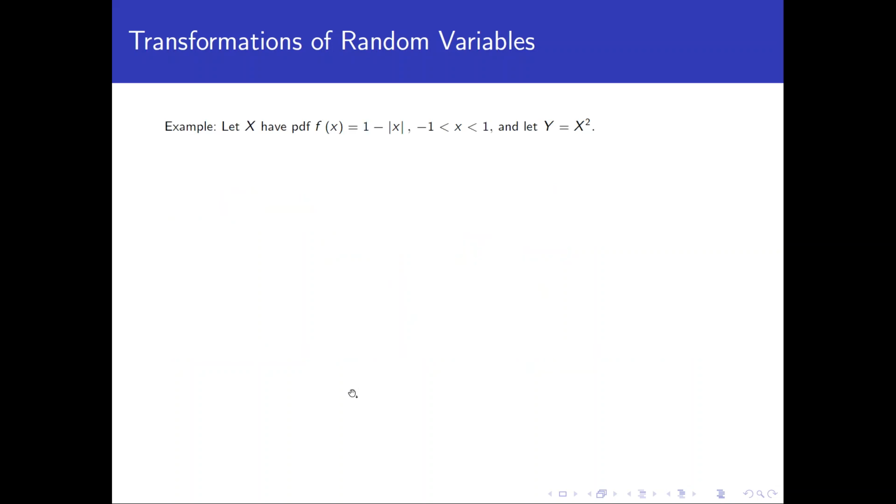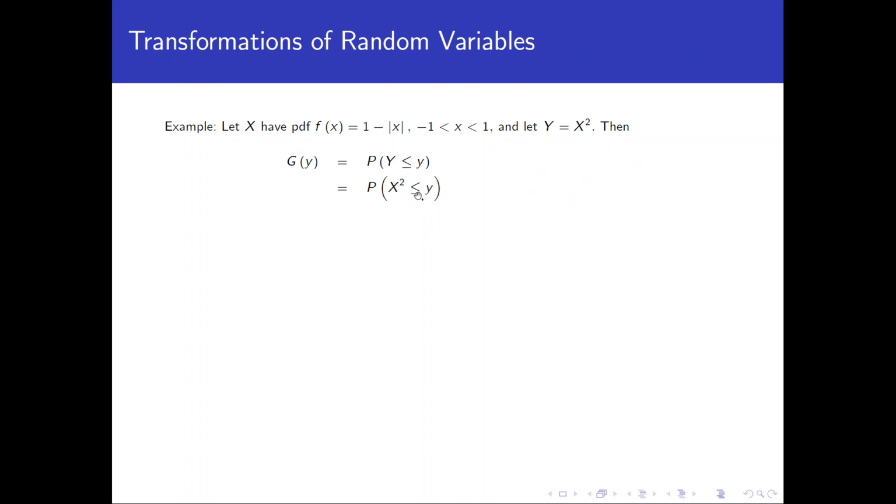Let's do one more example where we have an x squared. Let f of x equal 1 minus the absolute value of x, with a support of -1 to 1, and y is equal to x squared. Now in this example, this is not invertible on this interval. This function is referred to as 2 to 1, not 1 to 1, because we have a nice parabola when we graph y equals x squared. It's not invertible. So it's probably just as easy to go back to the original way to do this.